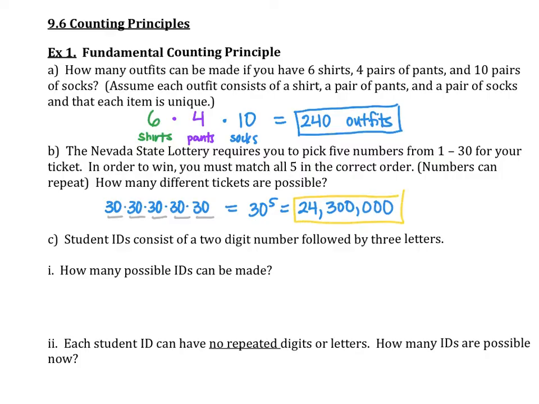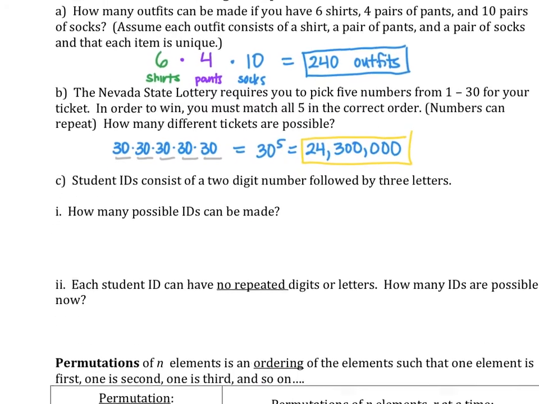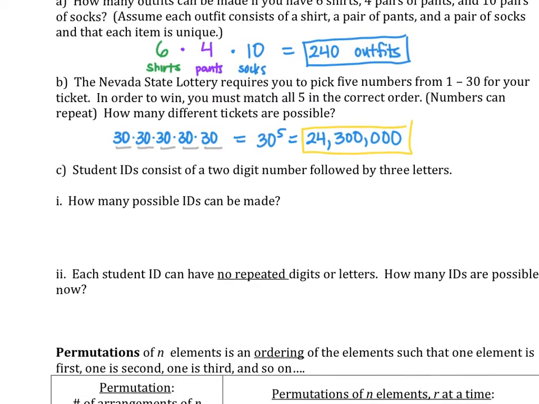Let's consider example C. Student IDs consist of a 2-digit number followed by 3 letters. So for example, it could be 27, and then it could be DAB. That could be an example of a student ID. The question is, how many possible IDs could be made? So first let me think.